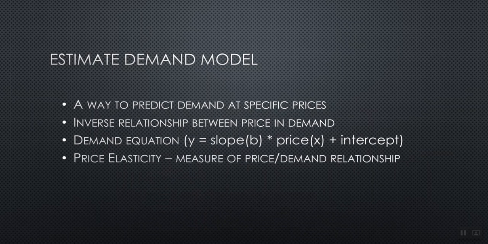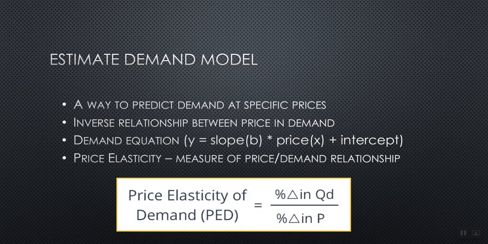One of the things that can impact our ability to anticipate the demand equation is what's called price elasticity. This again is another way to measure the relationship between price and demand. It is not the demand equation, but it's something that we can use to help us to find the demand equation. So what is price elasticity? Well, it's simply the percentage change in quantity demanded divided by the percentage change in price.